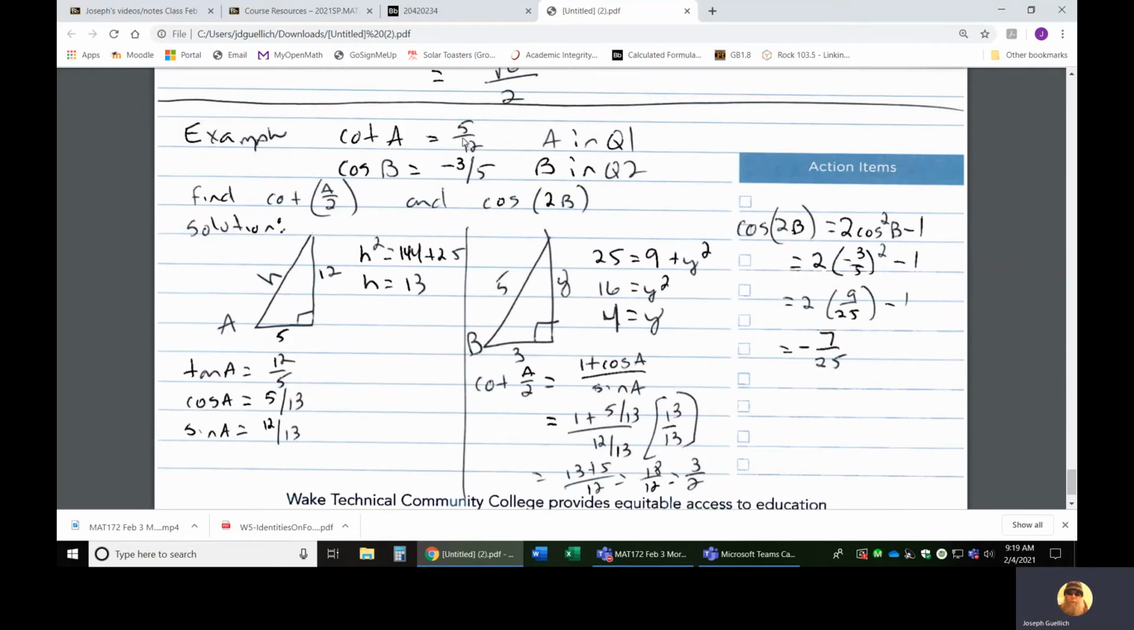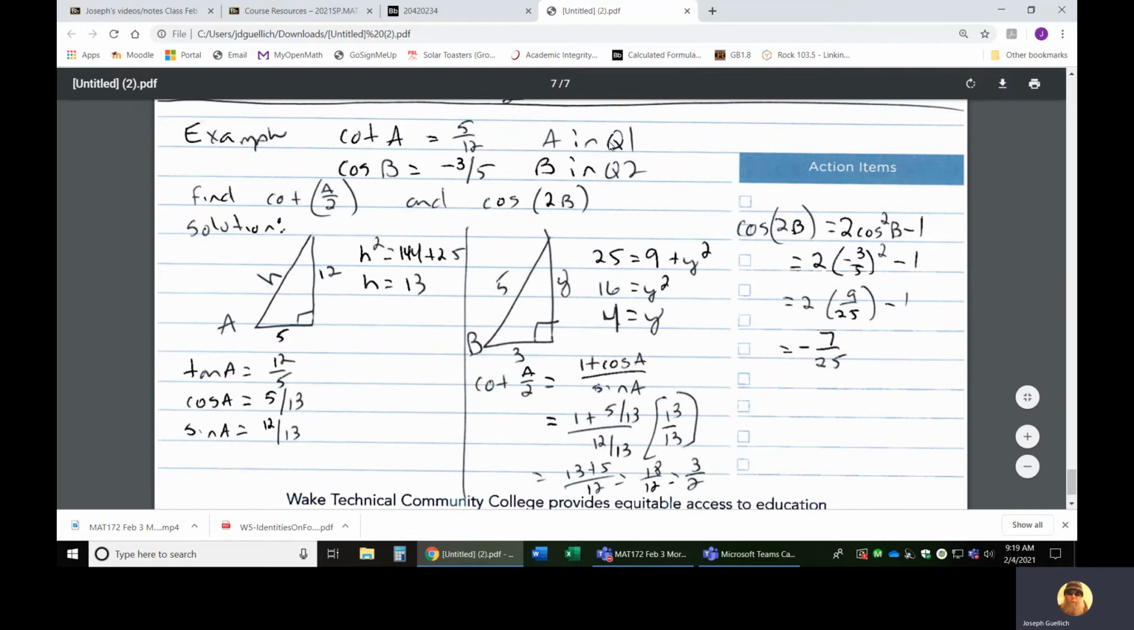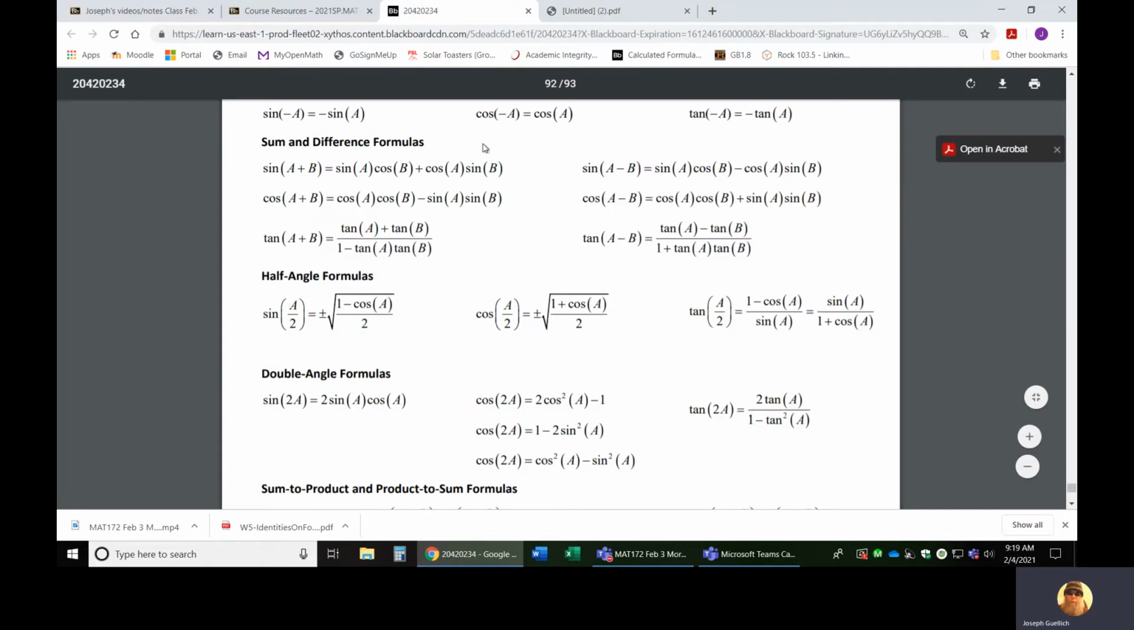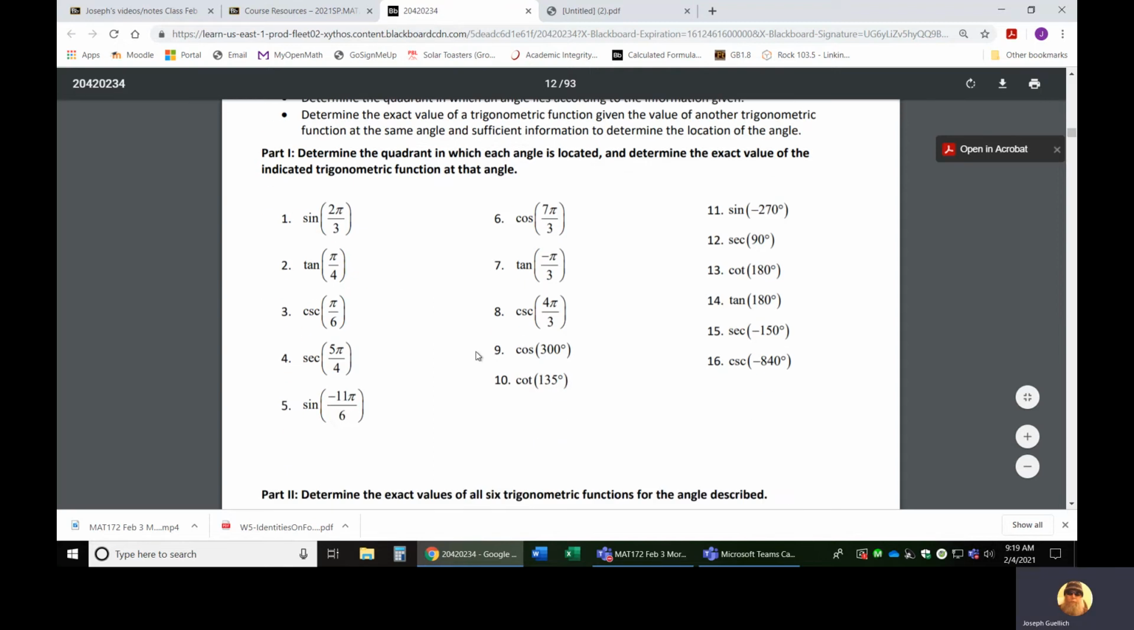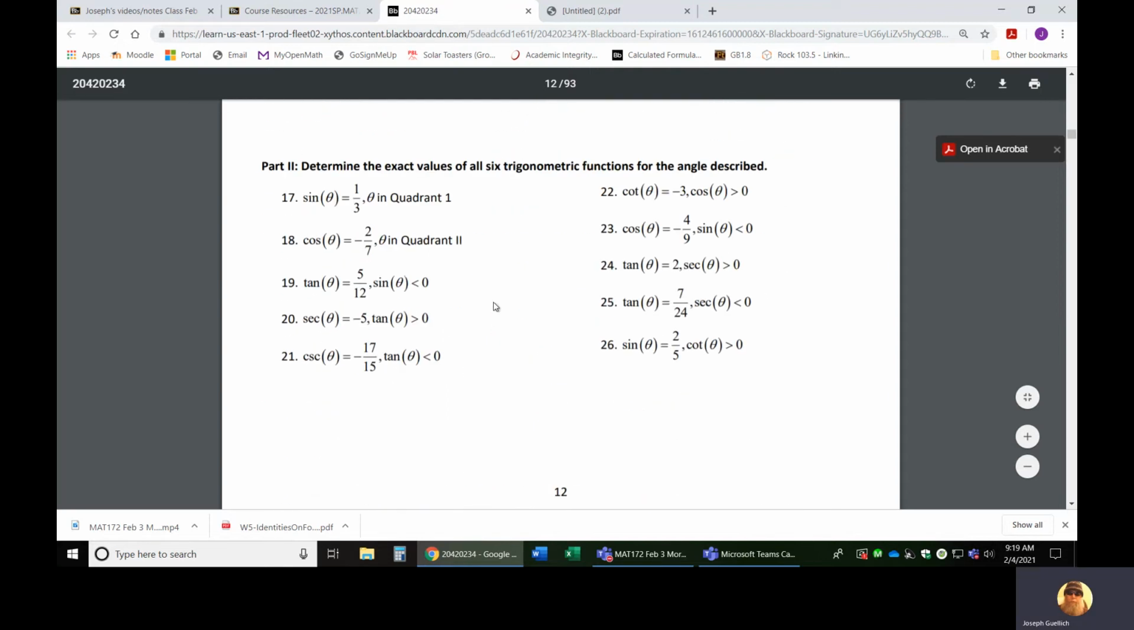Okay, so cotangent of A, 5/12. A is in quadrant 1. Cosine B, -3/5. B is in quadrant 2. Remember, these are just the same as those original ones, that assignment you had way back. There are similar ones on WebAssign. I'm just looking at the lab manual here.